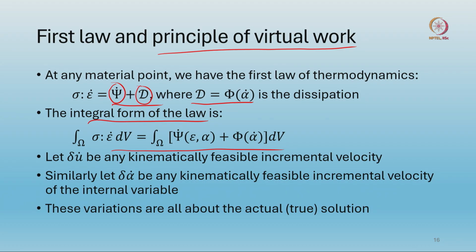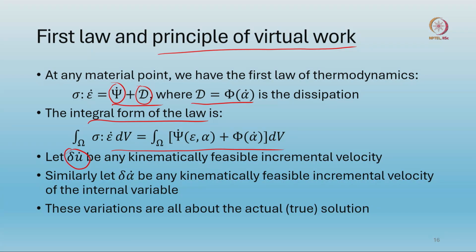So, let us assume that delta u dot is a variation of the material velocity u dot, which already solves your problem. Out of all possible u dot, there will be one corresponding to the solution of the problem, right, that u dot we are talking of. So, delta u dot is a variation about that, please remember that.